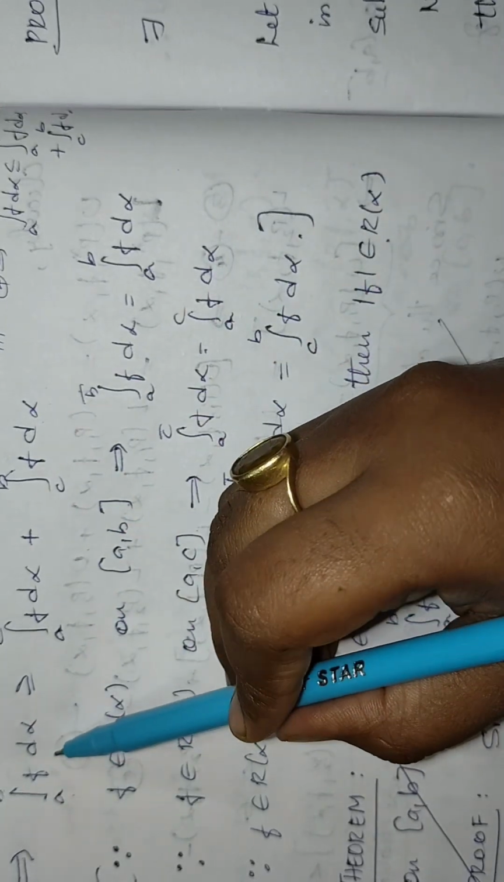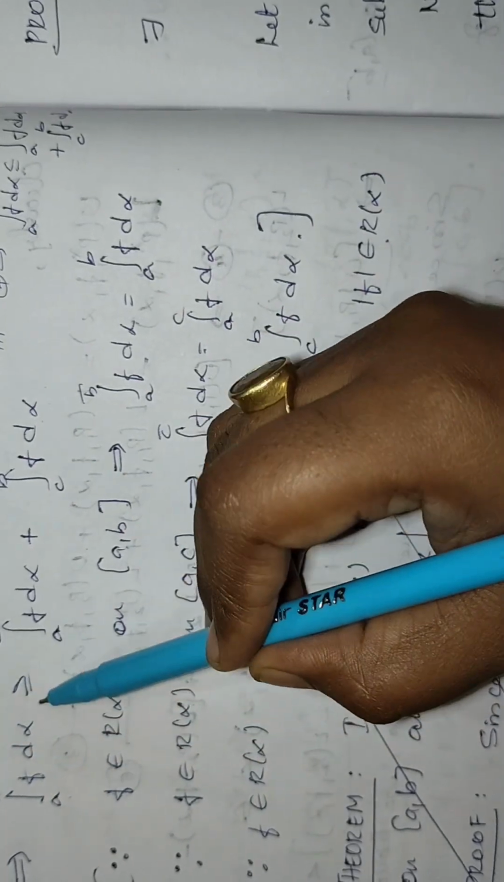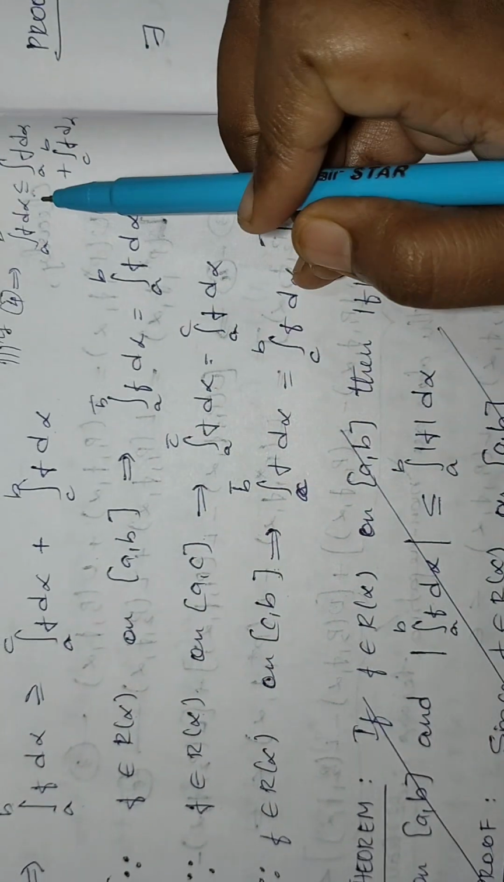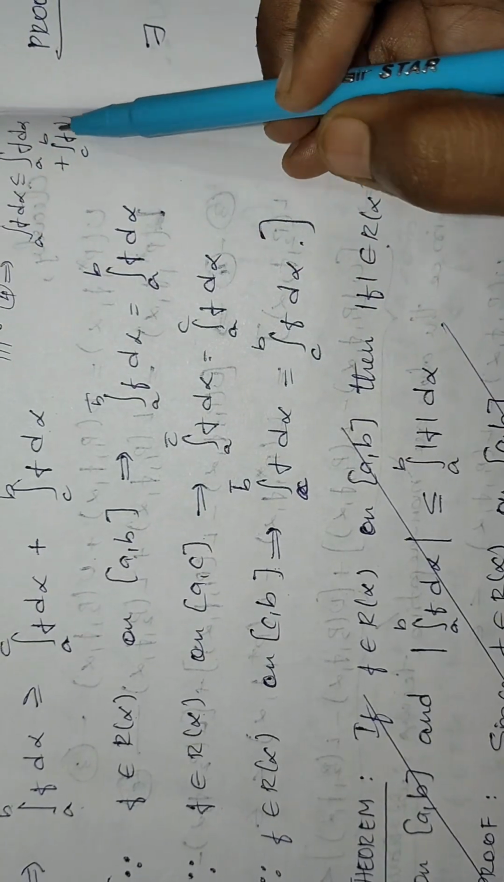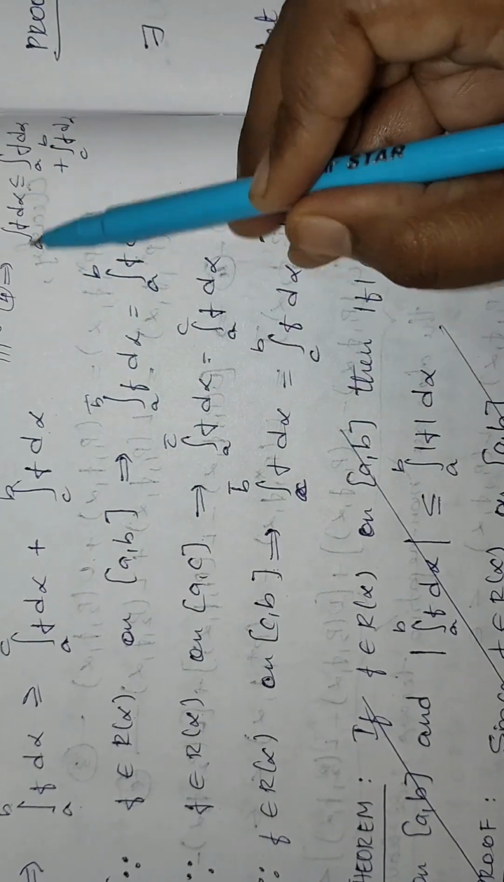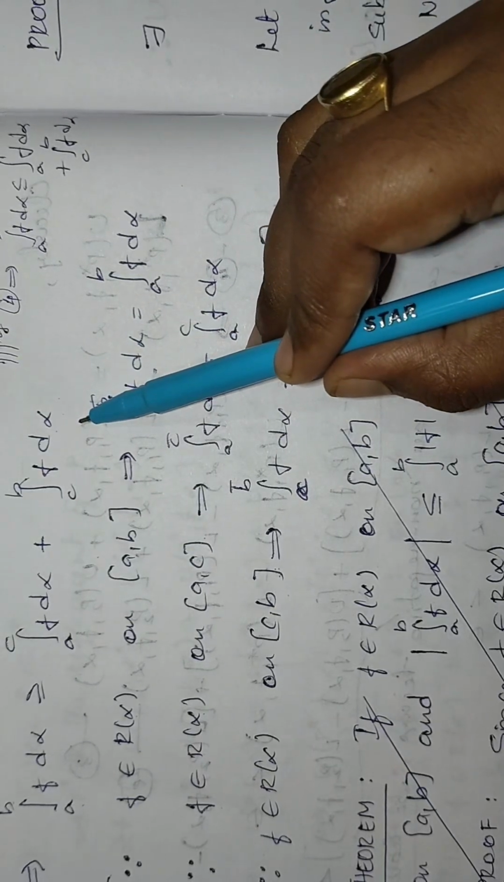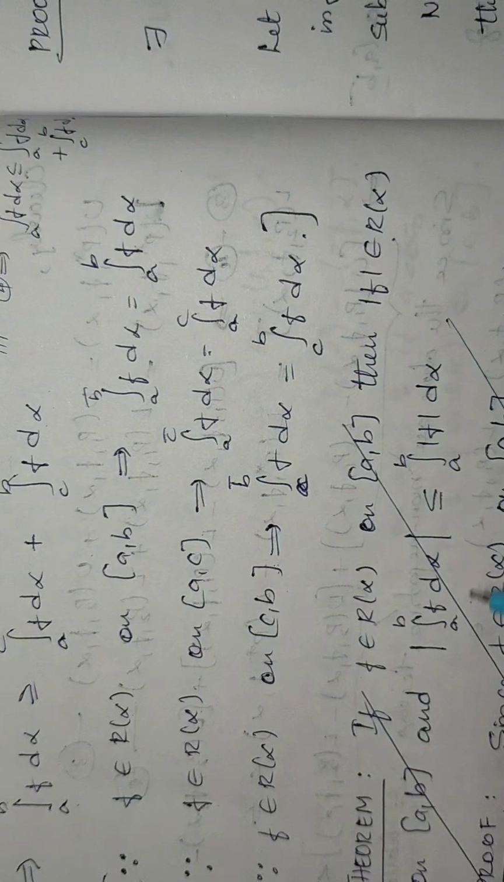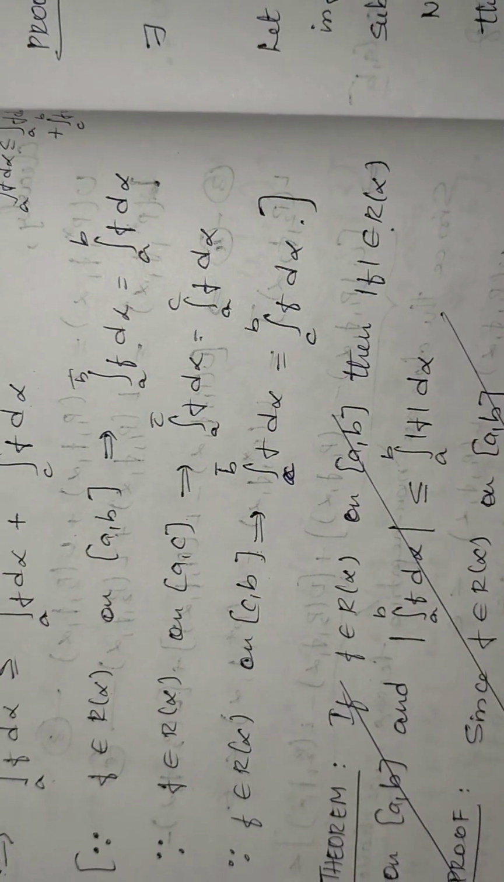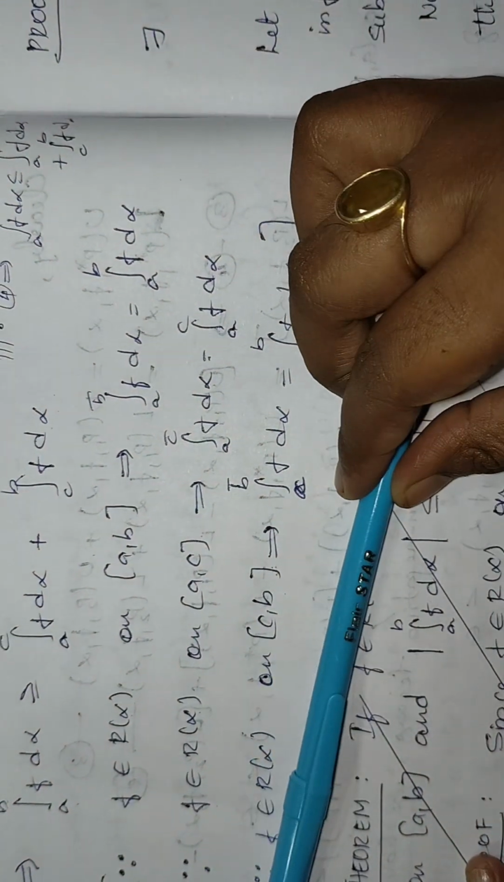So see here, from this equation we have this is greater than or equal to this, and from this equation we have this is less than or equal to this. So at last, if you take these two equations into consideration, we have equality, and that is the proof of the second part.